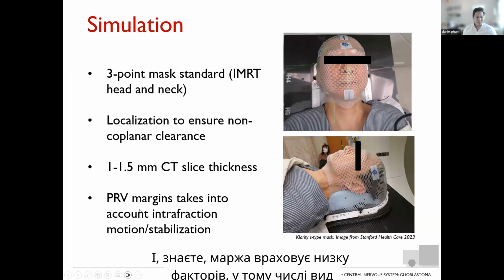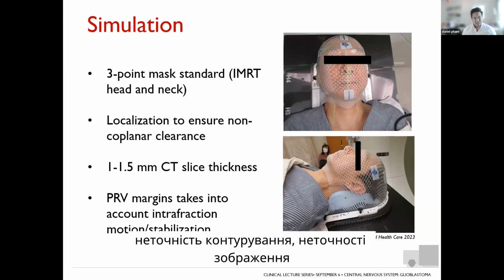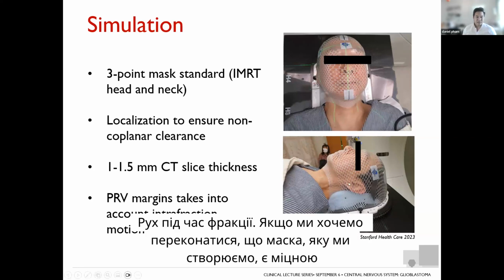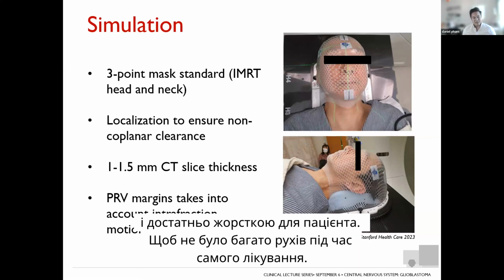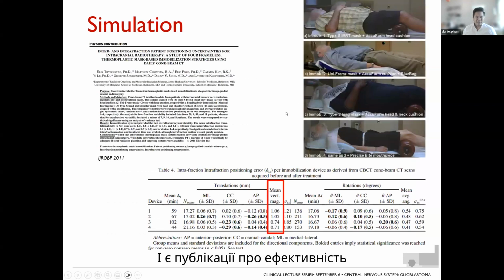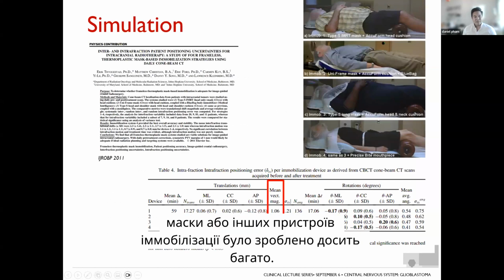The margins take into account a number of factors, including contouring uncertainty, image registration uncertainty, as well as intrafraction motion. We want to make sure that the mask that we build is firm and rigid for the patient, so that there's not much movement during the treatment delivery itself. And there are quite a lot of publications on how effective these immobilization devices are.